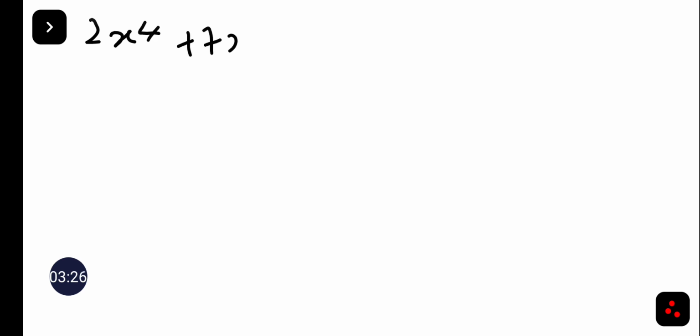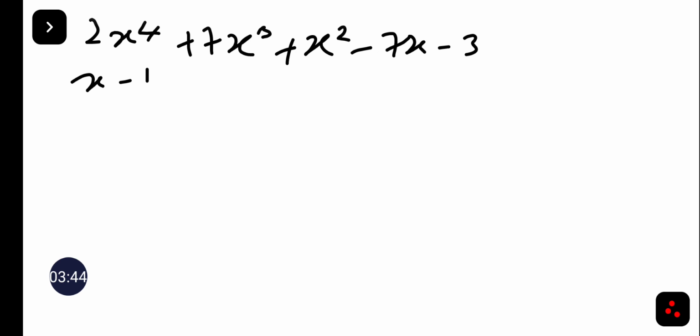Okay, let's have the second example. Let's see how to use synthetic division. We are given a polynomial like this: 2x to the power 4 plus 7x cubed plus x squared minus 7x minus 3. And x minus 1 is a factor. We are asked to solve this polynomial knowing that x minus 1 is a factor.